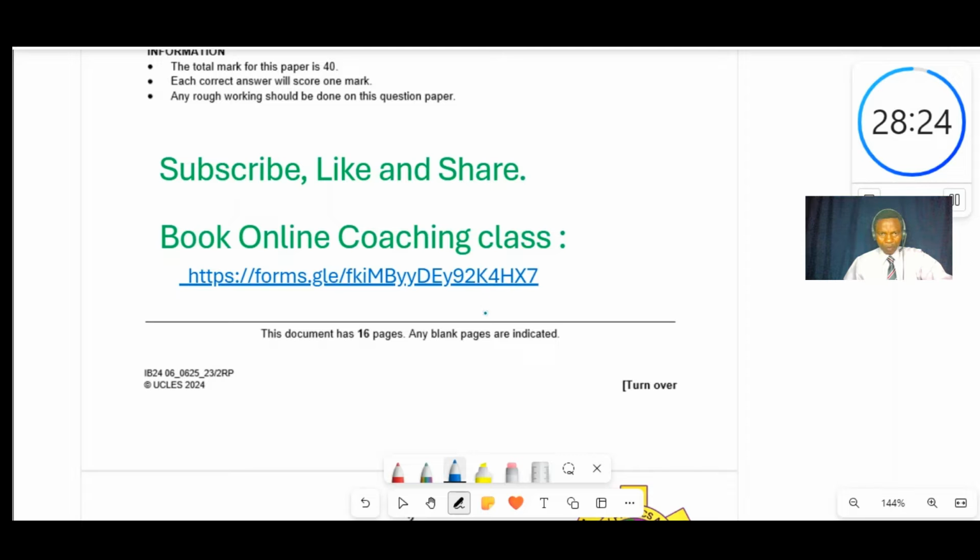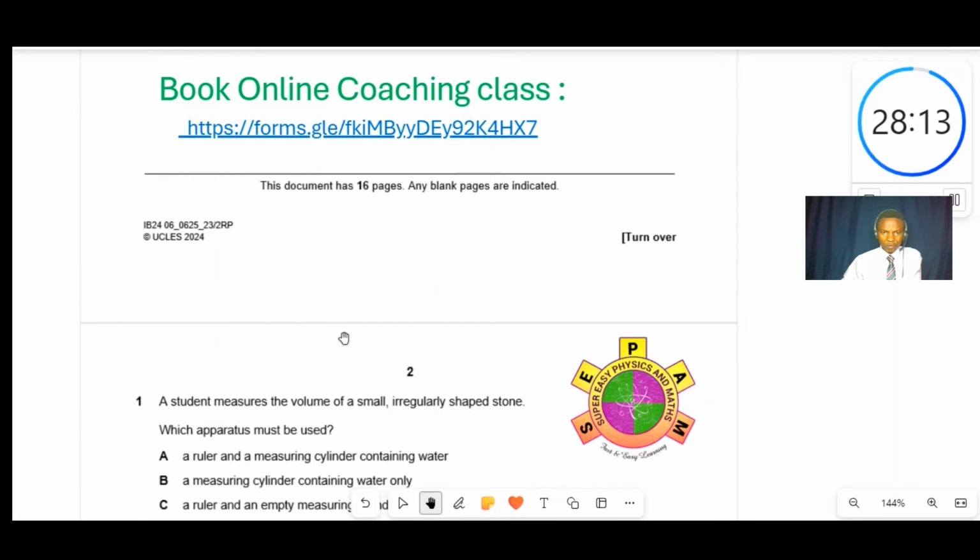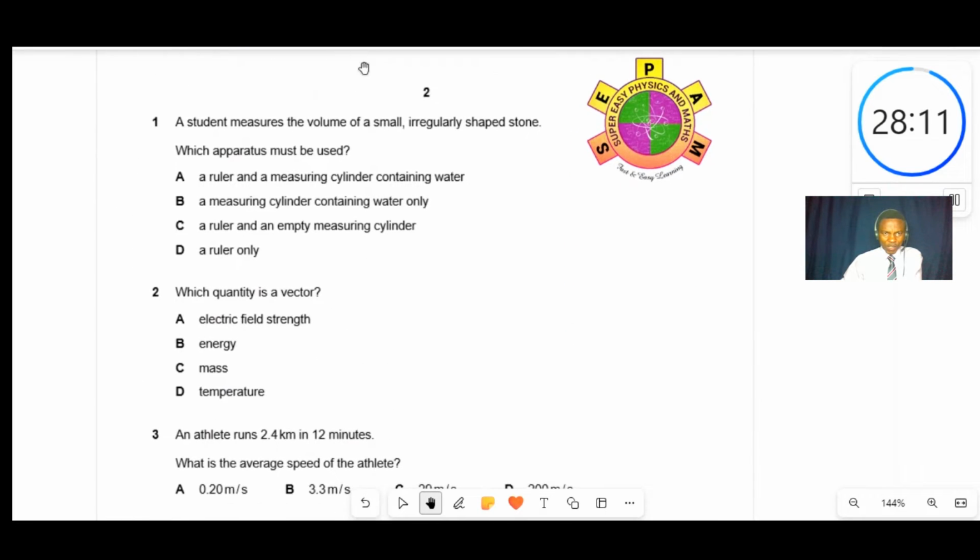Alright, so let's jump in and look at this question quickly. Question 1. A student measured the volume of a small irregular shaped stone. Which apparatus must be used? So this is a giveaway question. The apparatus is B. So you use just a measuring cylinder.